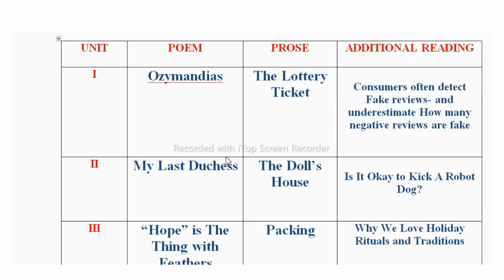As far as your exams are concerned, you should learn any four, poem or prose. My suggestion is you should learn Ozymandias, Lottery Ticket, Doll House, and either Hope or Packing. So that four. One is Ozymandias, Lottery Ticket, Doll House, or either Hope or Packing. You can leave this My Last Duchess, or else if it's easy for you, you can write this as well. So any four you need to learn out of these six.